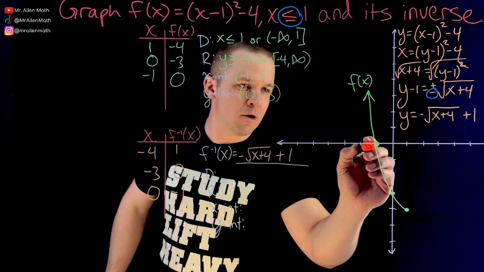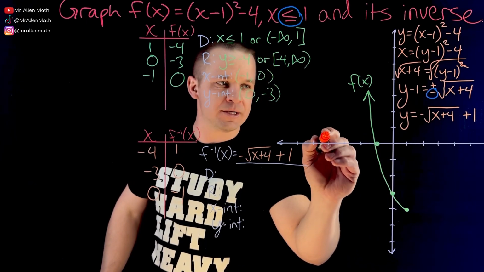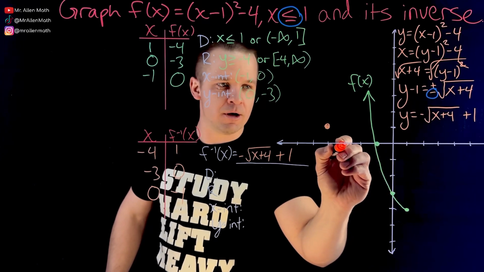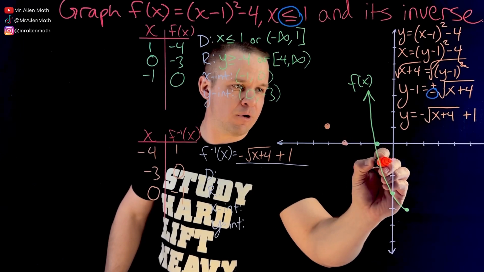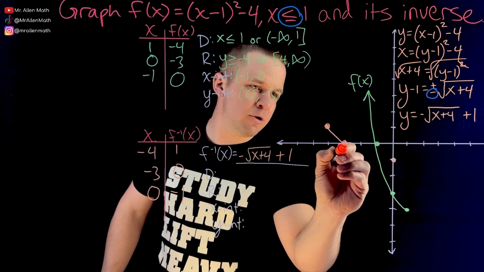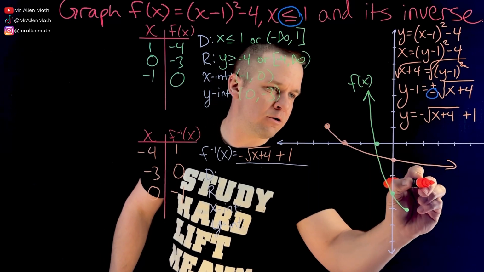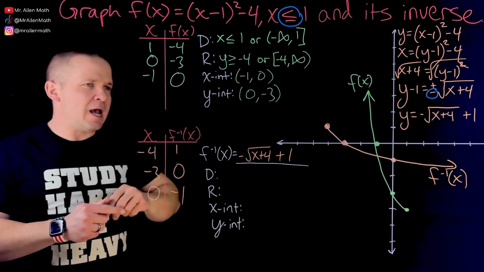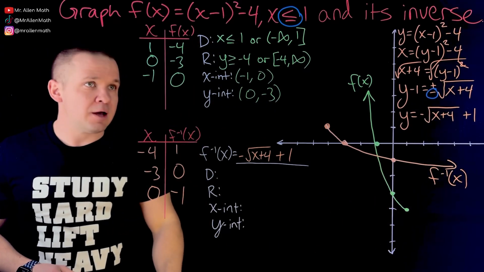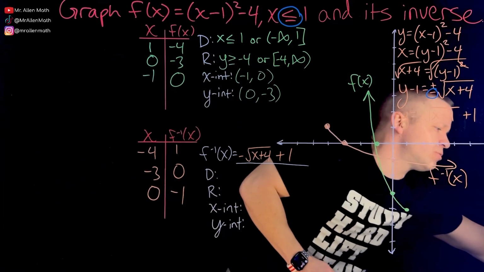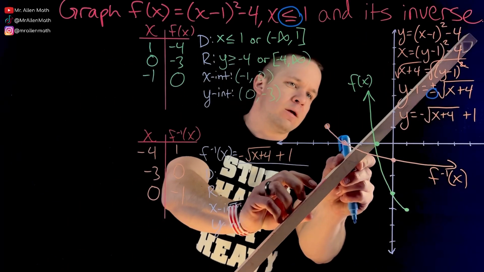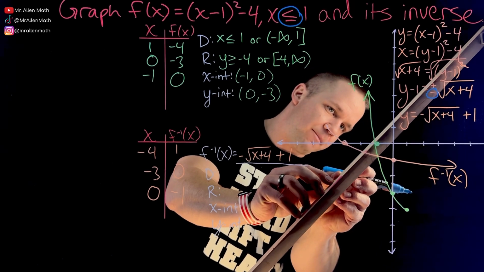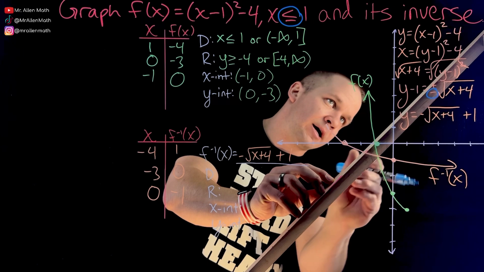So -4, 1, 2, 3, 4, positive 1. Then I have -3, 0, so right on it. And 0, -1. And now I have this beautiful radical that I will label f inverse of x. That's what the -1 means. That's the inverse. And the other thing you're going to see here, and I'll do this with a straight line, is if I were to graph my y equals x diagonal line here, my parent function y equals x, get it lined up.